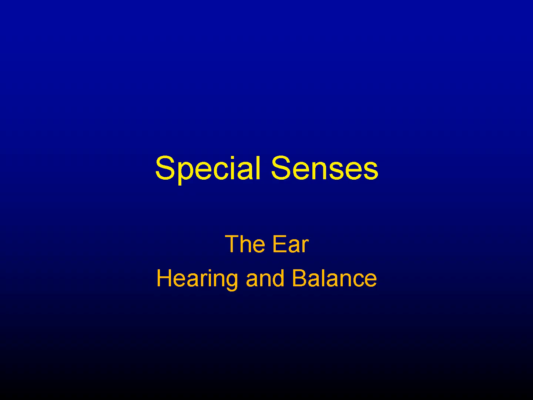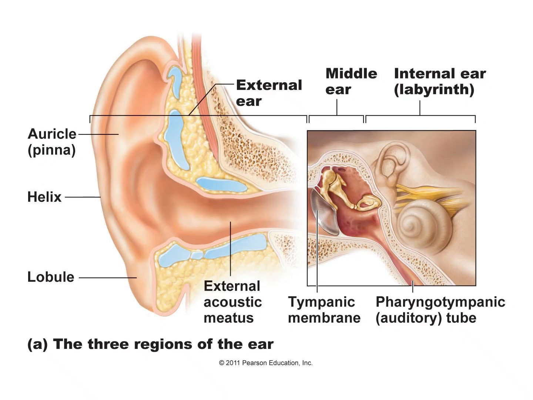Recall that the ear lies within the petrous portion of the temporal bone. The ear consists of three parts: the external, middle and inner ear. The external ear consists of the auricle or pinna, which is composed of elastic cartilage. Its rim is the helix, and the fleshy dangling part is the lobule, more commonly known as the earlobe. The function of the auricle is to direct sound waves into the external acoustic meatus.